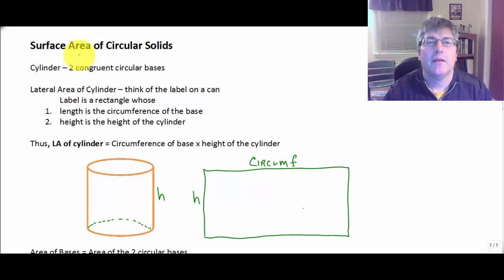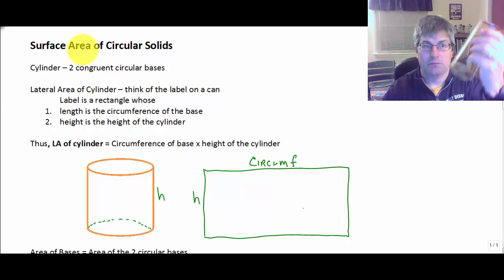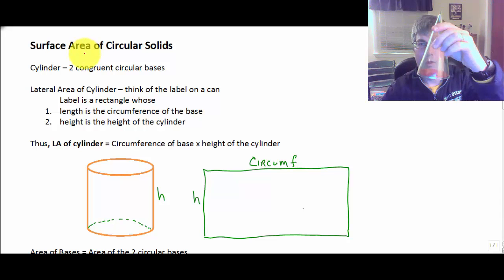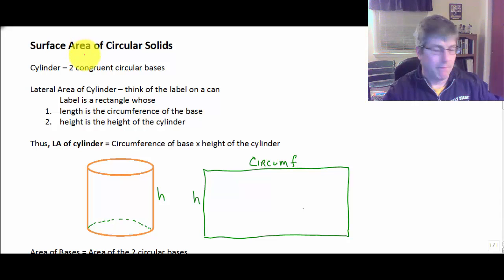Welcome back. In this video, we're going to study the surface area of circular solids. Recently, we've taken a look at prisms, and there are some similarities between the surface area of prisms and circular solids, except now we're going to be working with things like cylinders and cones, things with circles in them. So kind of like a pyramid or kind of like a prism.